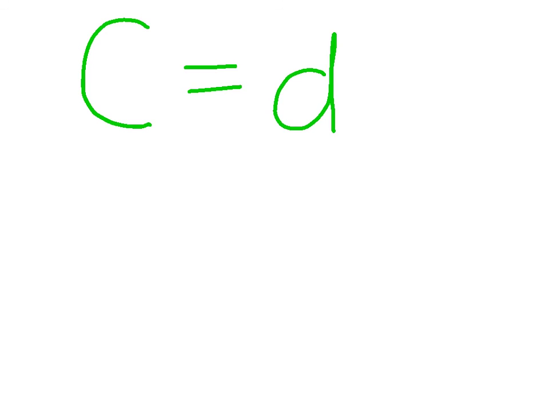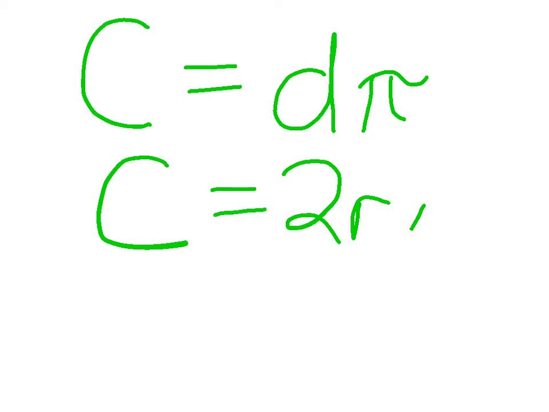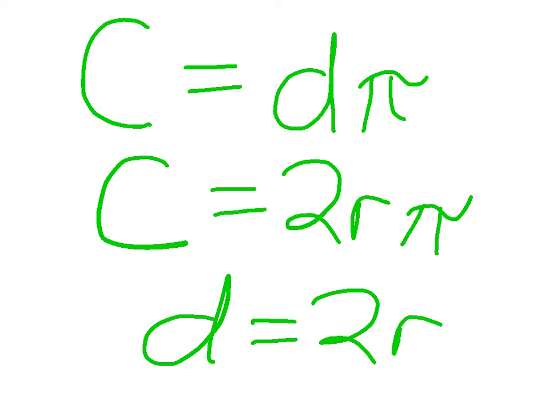So, to calculate circumference, we get to use our good friend pi, because pi is very handy. So circumference is equal to diameter times pi, which is also equal to 2 times radius times pi, because as we've already learned, diameter equals 2 times radius.